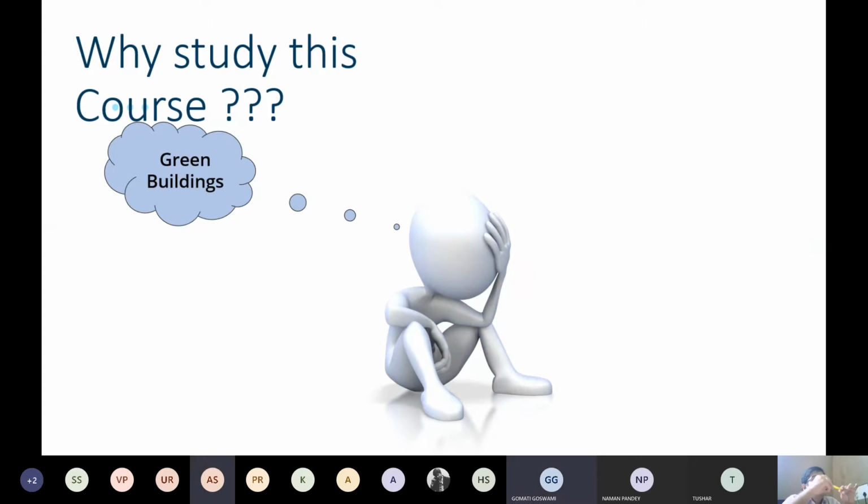A green building is a part of sustainability. Okay, but who is this? A green building is a sustainable building, but not all sustainable buildings are green. Particularly?